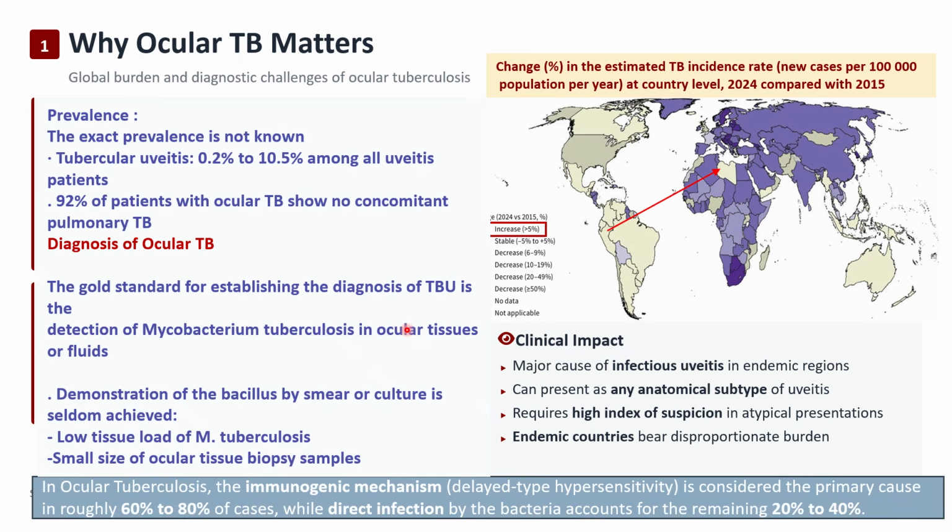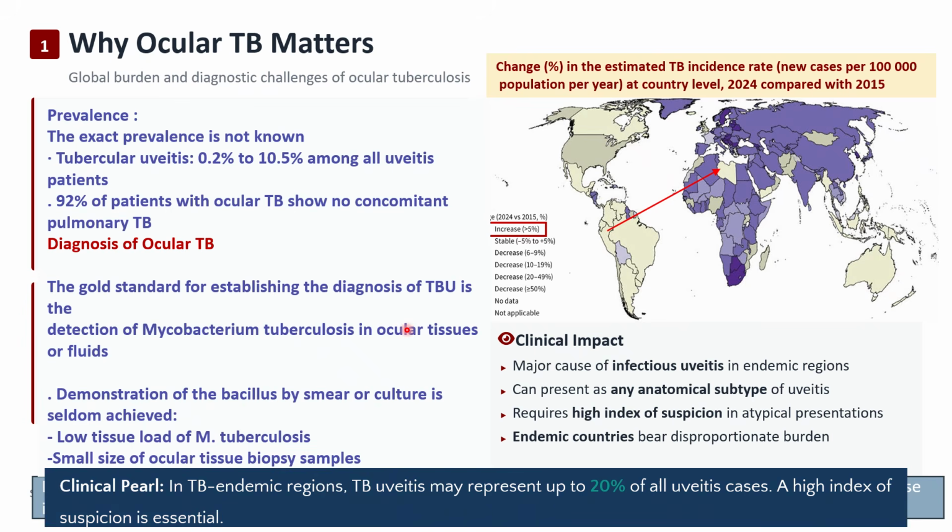Keep in mind that in the presentation of ocular tuberculosis, 60 to 80% is due to an immunogenic hypersensitivity reaction to the antigens of the Mycobacterium bacilli, and only 20 to 40% are due to active replication of the organism itself. That's why we have to use a combination of steroids as well as anti-tubercular treatment in dealing with these patients. And also, as I said, the ocular involvement can reach up to 20% in endemic places.